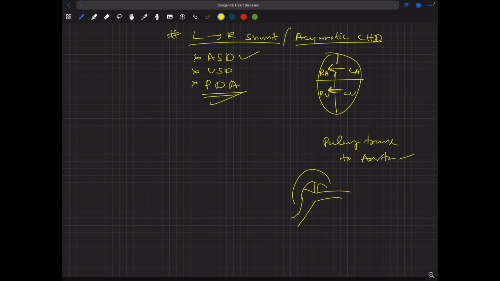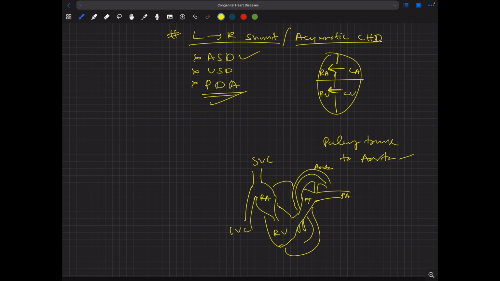The pulmonary trunk is connected with the right ventricle, and the right ventricle is connected with the right atrium, and the right atrium is connected with the superior vena cava and inferior vena cava, and this is the right heart. So this is right ventricle, this is right atrium, and this is the pulmonary trunk and the pulmonary arteries. So this is aorta. Aorta is connected with the left ventricle. This is left ventricle and this is left atrium, and this left ventricle is connected with the aorta. So blood goes like this.